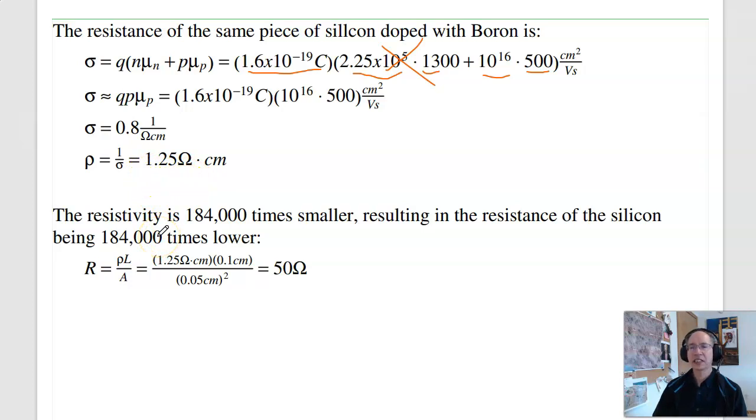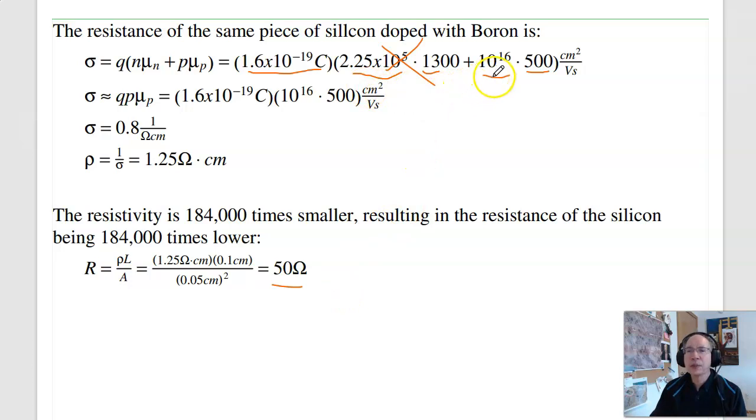And taking that same 0402 resistor, what used to be something like 300,000 ohms is now 50 ohms. So by doping, I can make the resistance much, much smaller. I can in fact make the doping anything I want.